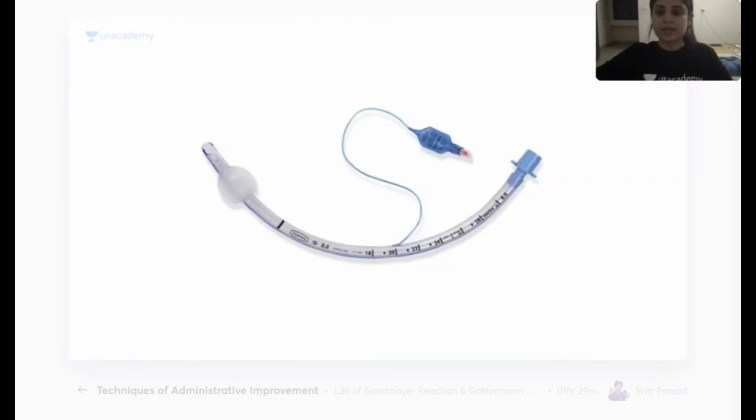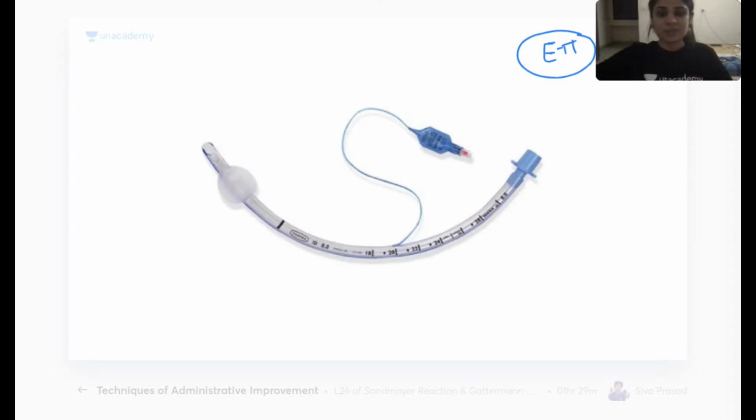So let's begin with our first instrument for today. It's the most important instrument in medicine. Can anyone identify this for me? What is this instrument? Yes, endotracheal tube. Okay. Now, you will not be asked such an easy question in the exam. And why I have not put options is because I'm going to ask you all difficult questions.